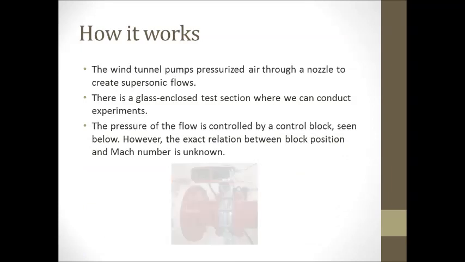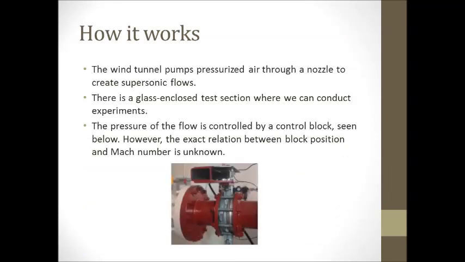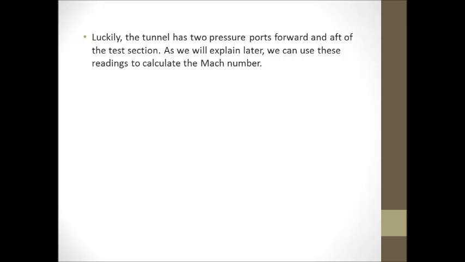The pressure of the flow is controlled by a control block seen below. However, the exact relation between the block position and the Mach number in the tunnel is unknown. Luckily, the tunnel has two pressure ports forward and aft of the test section. As we will explain later, we can use these readings to calculate the Mach number in the wind tunnel.